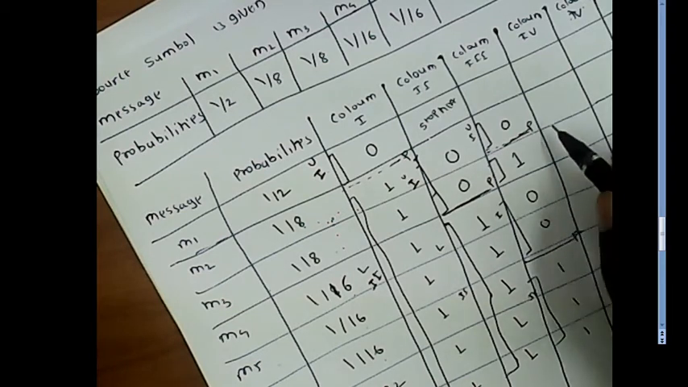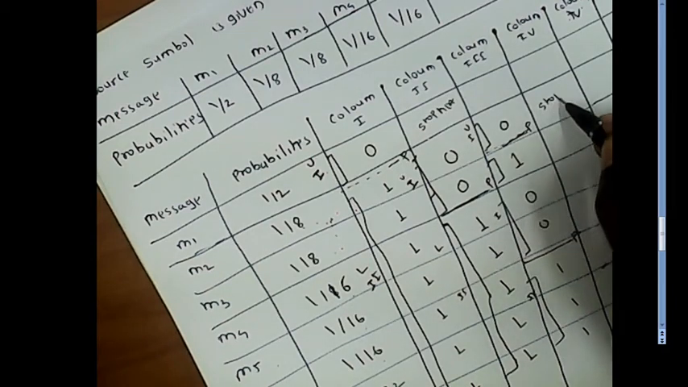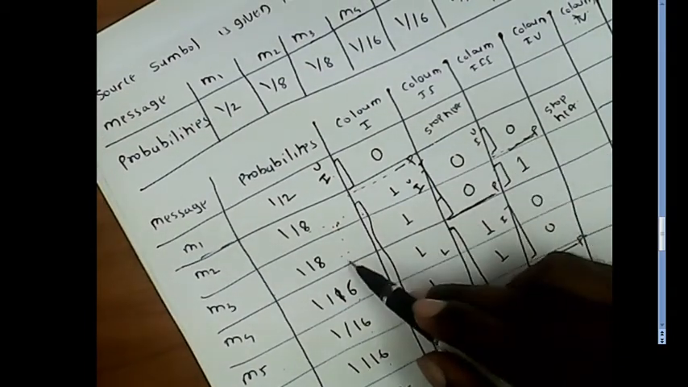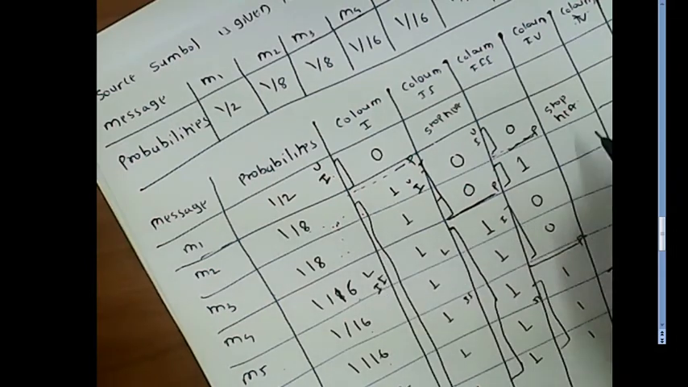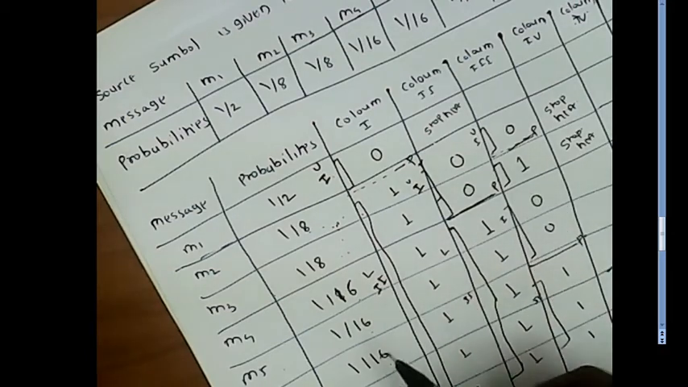Now we move on, repeating this step again and again, but here it is not possible. We can stop here. Again we check this and this, so this is not possible. We can stop here.